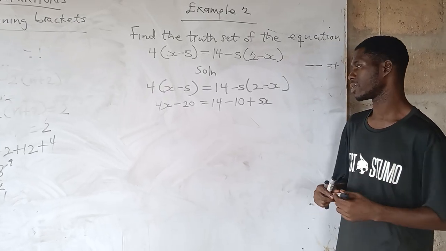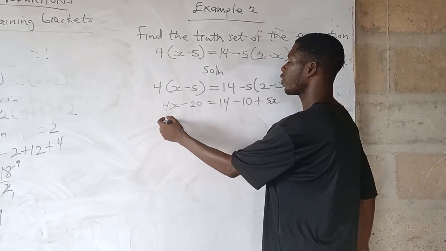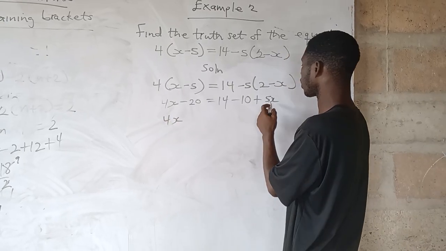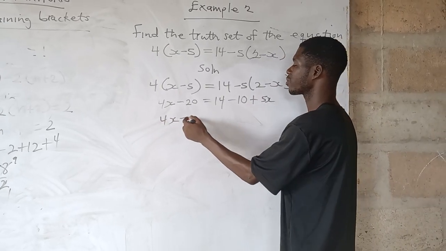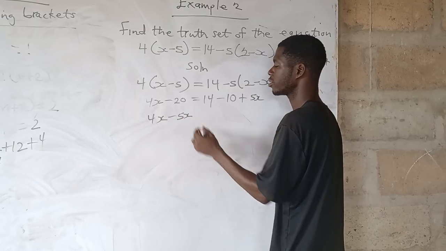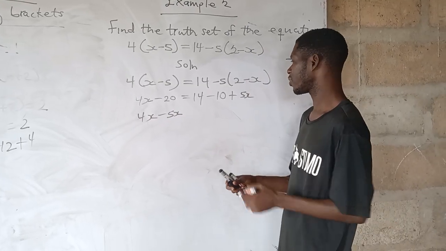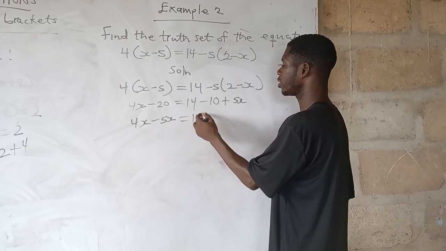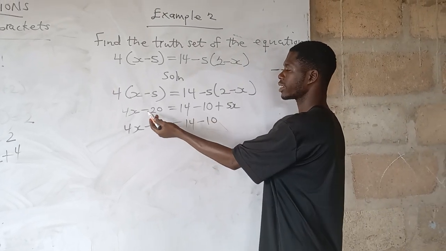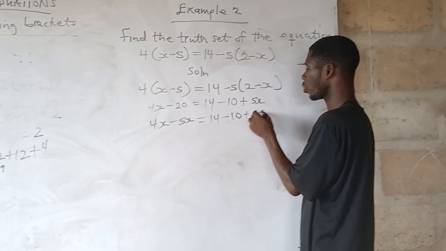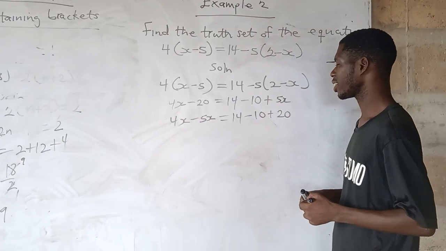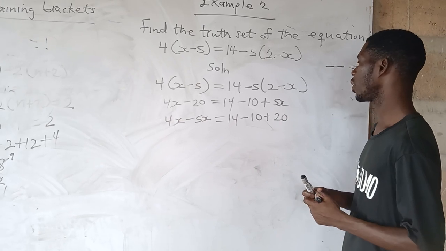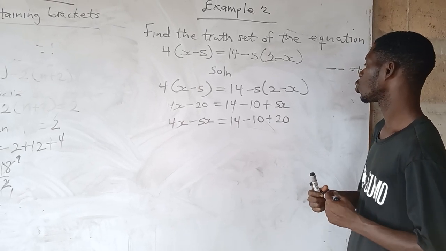Now you put the like terms together. So you have 4x. This one is coming, so it becomes negative 5x. Equal to, here I have 14 minus 10. This one is coming, the 20 is coming, so it becomes plus 20.